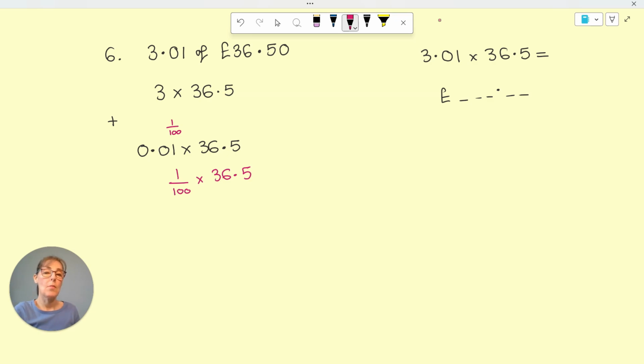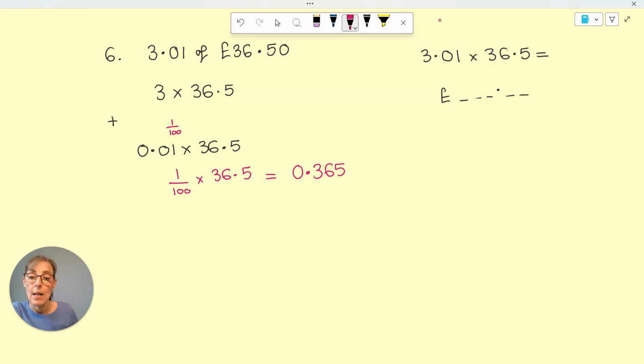Now that looks a bit uncomfortable, doesn't it? Right, you're finding 100th of it. So you're basically dividing that number by 100 because you're finding one part out of 100. So what I would do if it's a place value system, I would divide it by 100, which gives me 0.365.